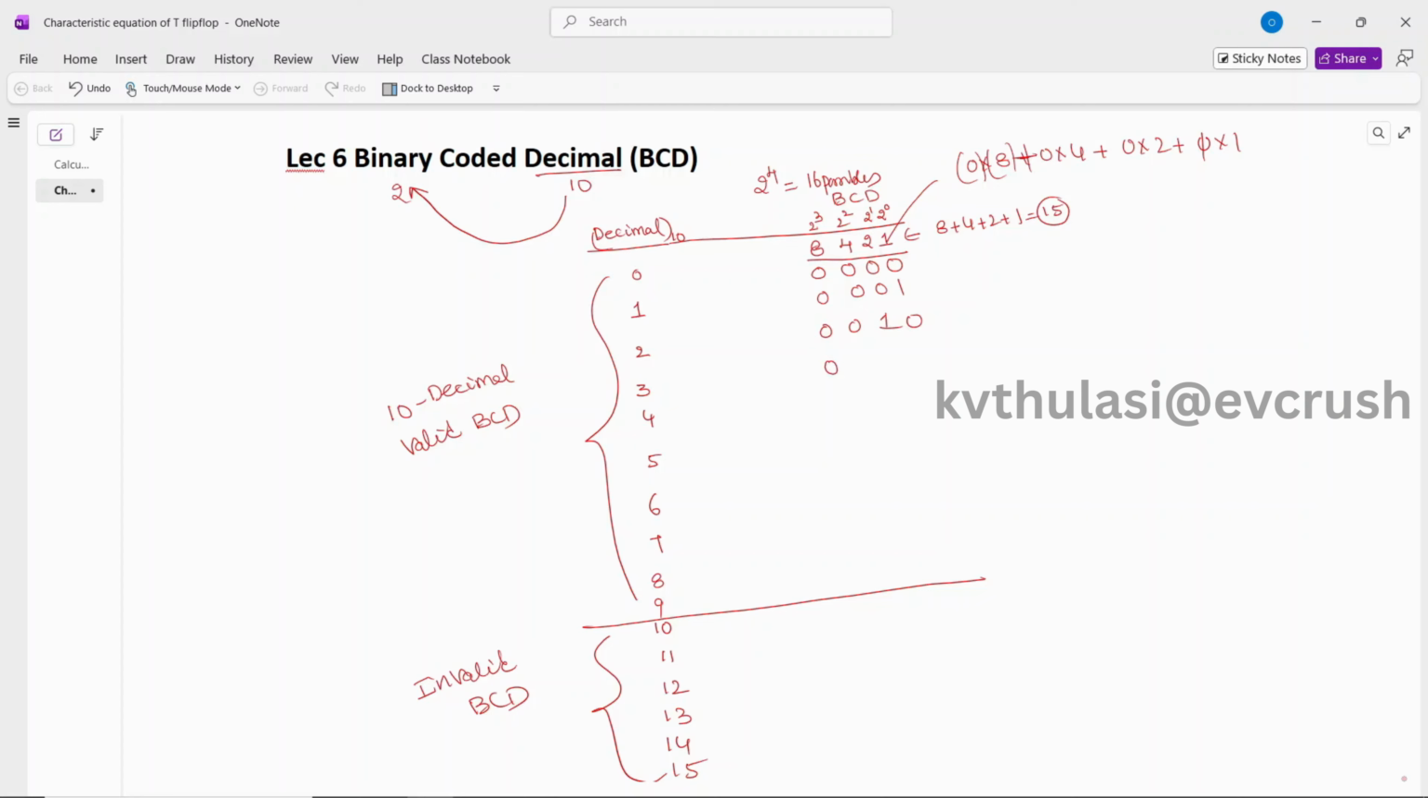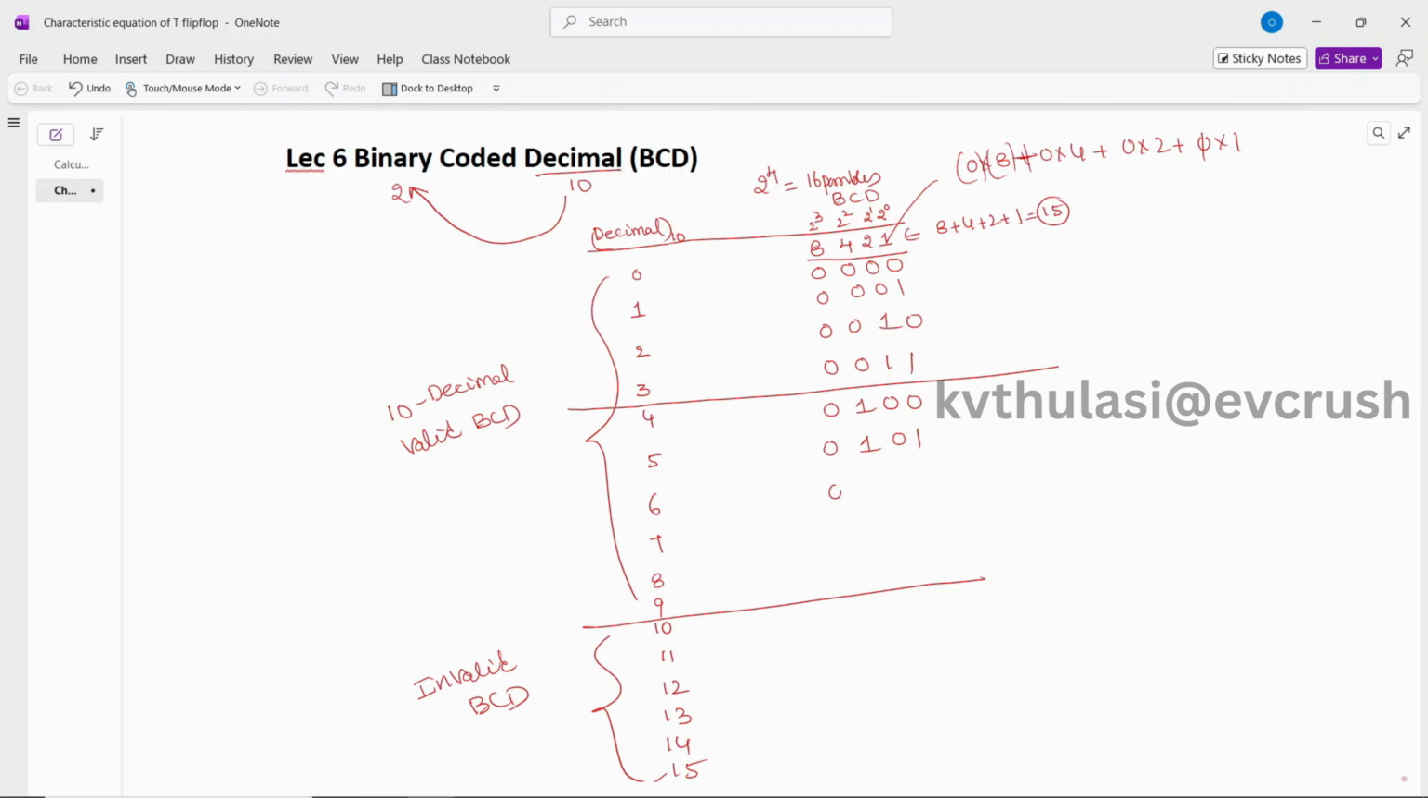How to write down 3? 0 0 1 1. So like this we can write down up to 3. How to write down 4? 0 1 0 0. 4 you can write down. How to write down 5? 0 1 0 1. This is nothing but how to write down 5.